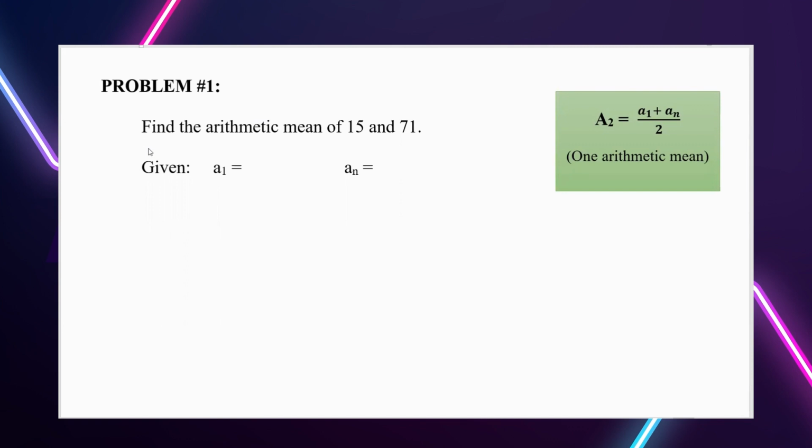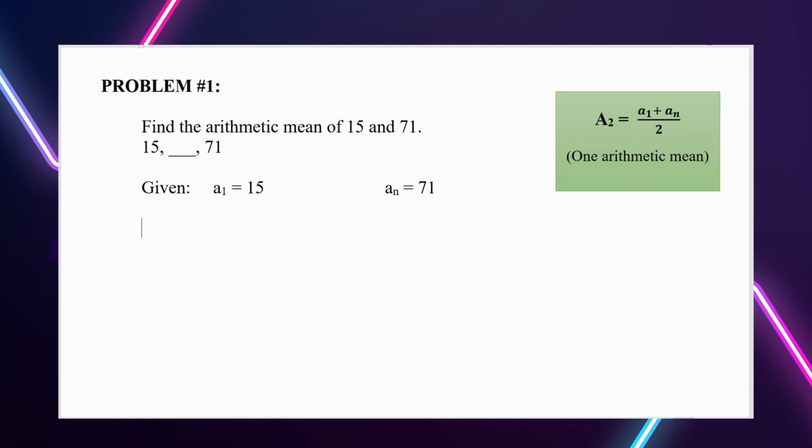Therefore, we have 15, blank, and 71. So 15, blank, 71 is the illustration of the problem. Find the arithmetic mean of 15 and 71. Let us identify the given values na kailangan natin sa ating formula. A sub 1 is the first term of the sequence, which is 15. A sub n is the last term of the sequence, which is 71.